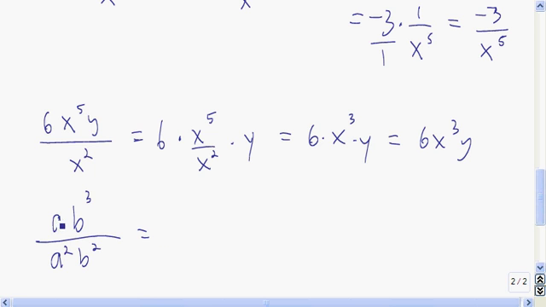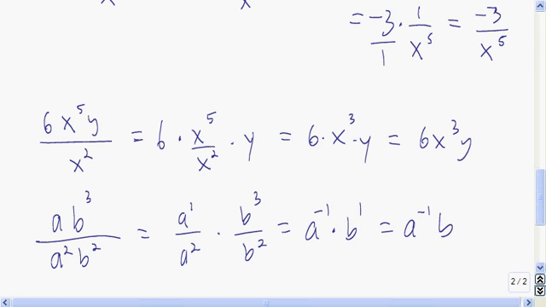All right, this one here is a over a squared times b cubed over b squared. Well, a over a squared, that's a to the 1 minus 2. So that's a to the negative 1 times b to the 3 minus 2, or b to the first. So this is a to the negative 1 b.